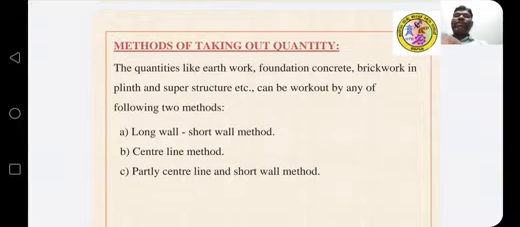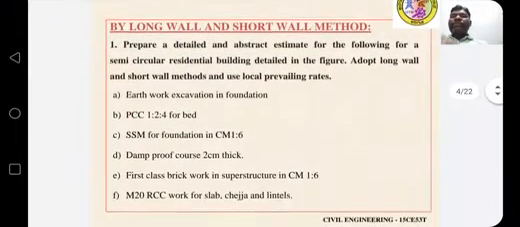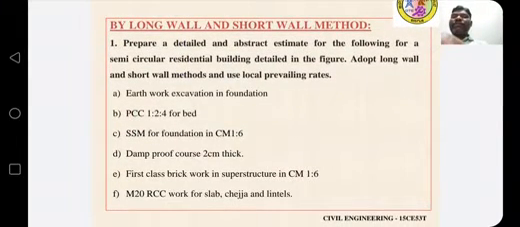can be worked out by any of the following methods: long wall and short wall method, center to center line method, and partly center line and short wall method. By the long wall and short wall method, prepare a detailed and abstract estimate for the following hexagonal residential building detailed in the figure. Adopt the long wall and short wall method and use local priced rates for earthwork.